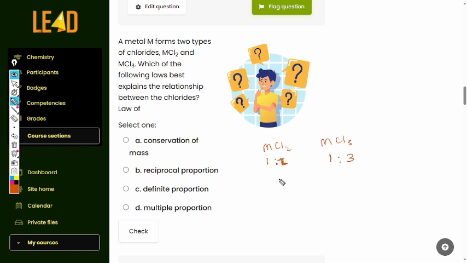Another very common example is carbon monoxide and carbon dioxide here. So the ratio of carbon to oxygen is 1:1, while here it is 1:2. So they are both the same elements coming together, but you're getting multiple ratios of their combination. So the law that best describes that is the law of multiple proportion. So the correct answer is D.